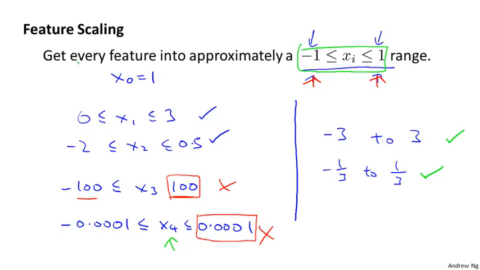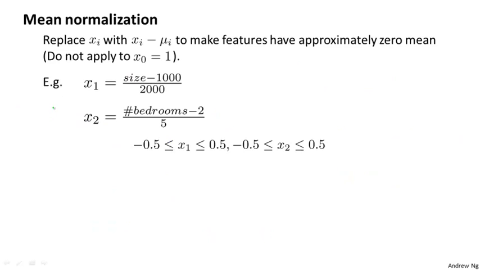In addition to dividing by the maximum value when performing feature scaling, sometimes people will also do what's called mean normalization. What I mean by that is that you might take a feature xi and replace it with xi minus mu i to make your features have approximately 0 mean. And obviously we won't apply this to the feature x0, because the feature x0 is always equal to 1, so it cannot have an average value of 0.